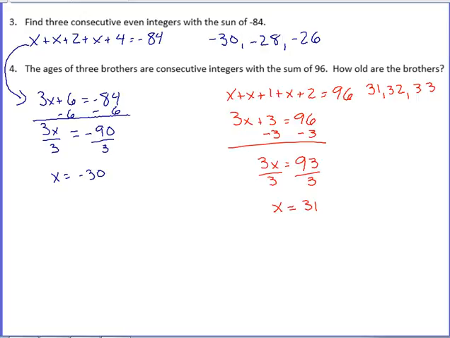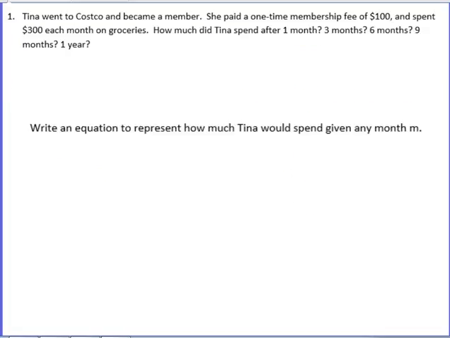check your answer. Okay, so I did it in different colors, so you can see this where it comes down here. So this consecutive integer is negative 30, negative 28, negative 26, and then the 3 brothers are 31, 32, 33 years old. All right, then we're going to look at some word problems.